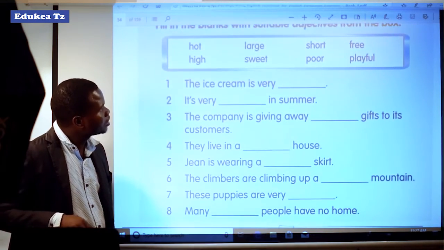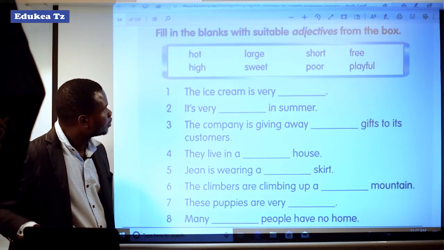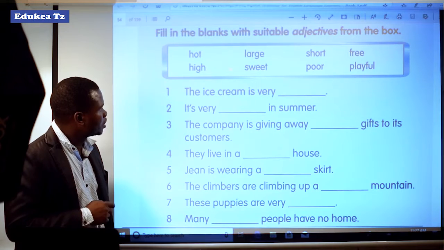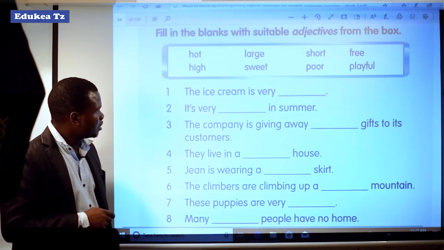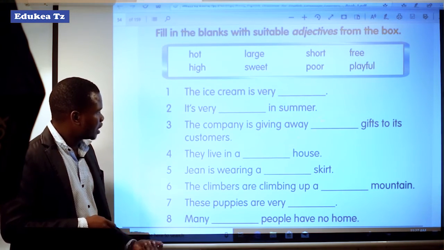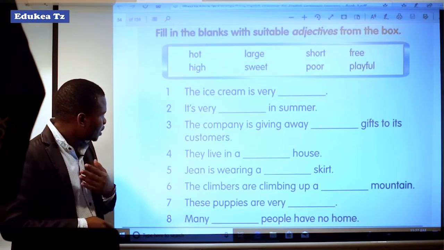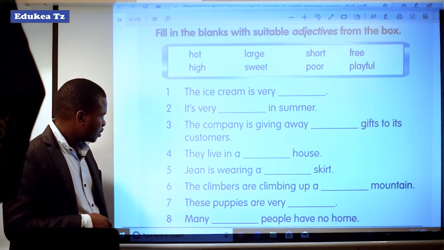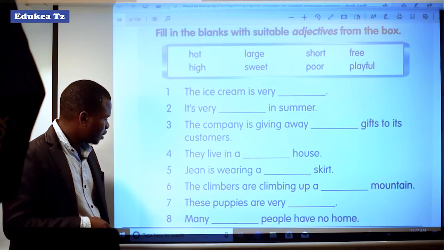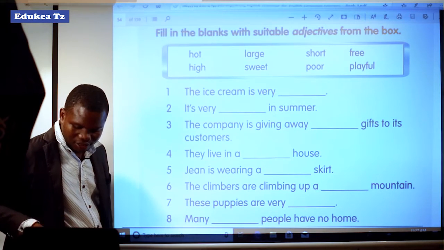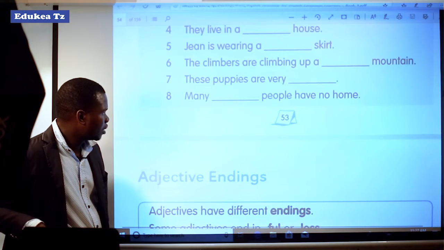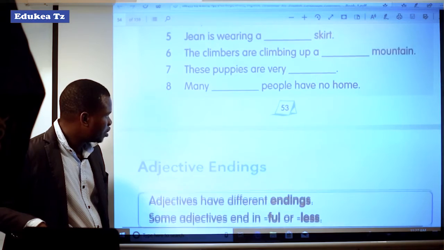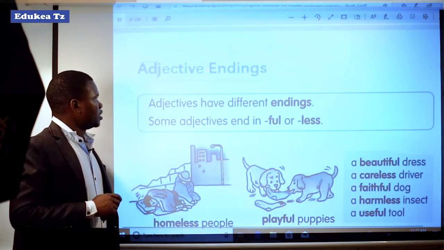Exercise 2, fill in the blanks with suitable adjectives from the box: hot, high, large, sweet, short, poor, free, playful. The ice cream is very sweet. It's very hot in summer. The company is giving away free gifts. They live in a large house. Jane is wearing a short skirt. Climbers are climbing up a high mountain. These pupils are very playful. Many poor people have no home.